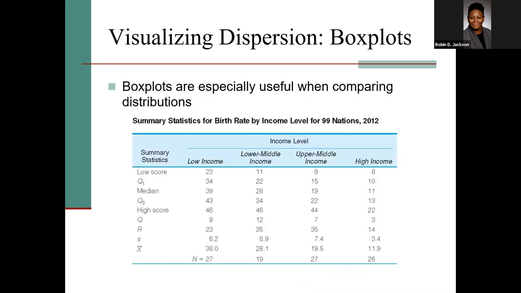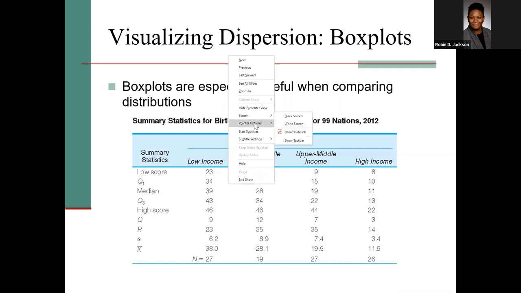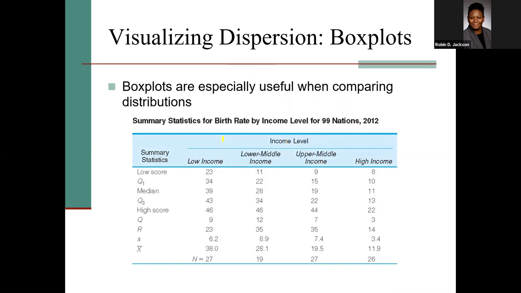For this particular slide, this has all the information that we've covered to this point in the lecture. So I want to highlight a few things. Remember, for range, we needed that low score and that high score. 46 minus 23 gives us 23. So we've got the range. Remember, that's the first one that we looked at.